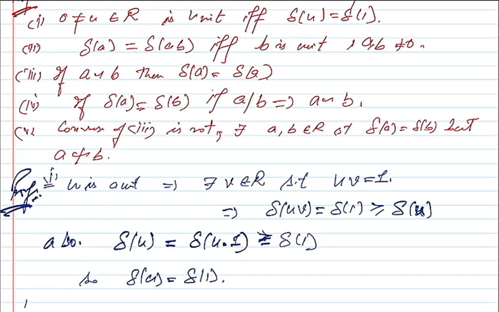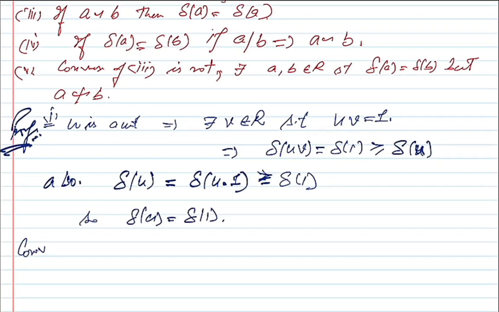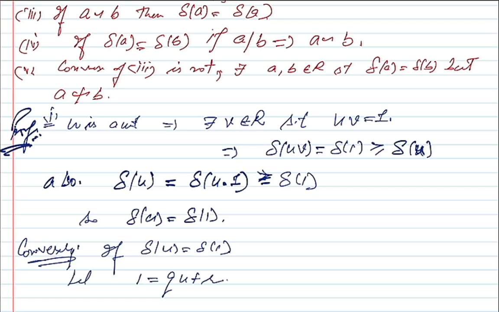Converse part. Conversely, if delta u is equal to delta 1, then just write 1 as qu plus r, such that either r is 0 or delta r is less than delta u, which is equal to delta of 1.